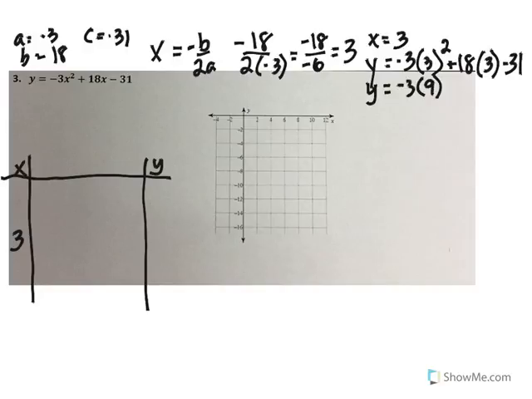-3 times 9. Ooh, 18 times 2 is 36. 18 times 3 is 54. Look at these crazy numbers. Okay. Negative 27 plus 54 minus 31.